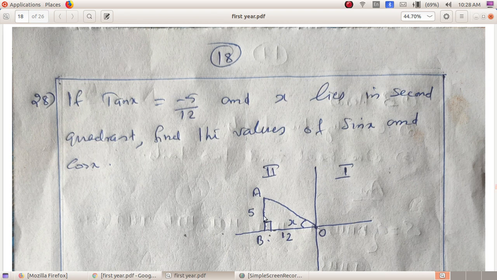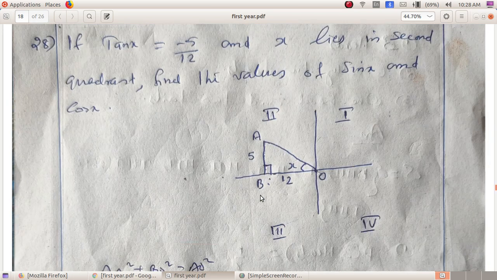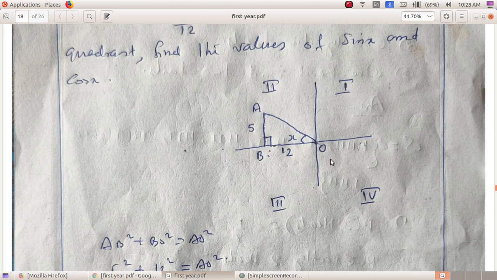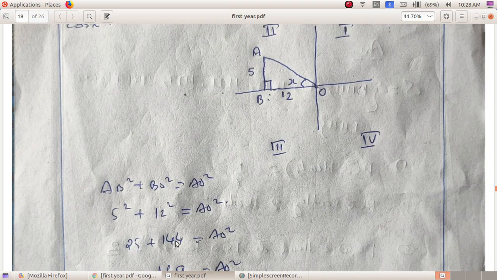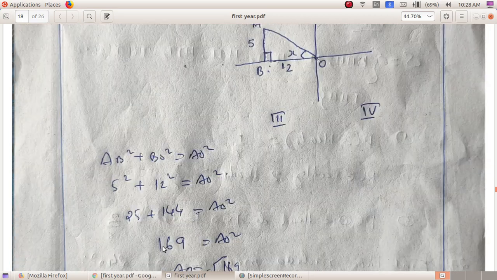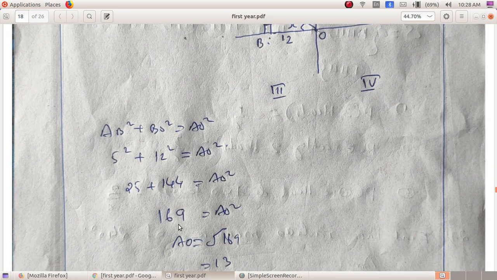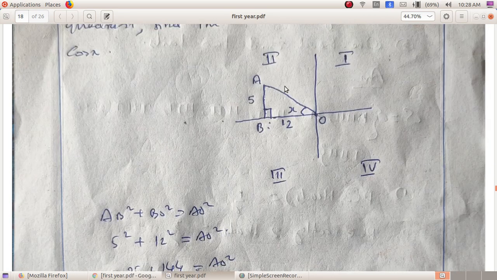Then using Pythagoras theorem, AB square plus BO square equal to AO square, that is 5 square plus 12 square is equal to AO square. 5 square means 25 plus 144 is equal to AO square. 169 is equal to AO square. Then what is AO? Root of 169 is 13.